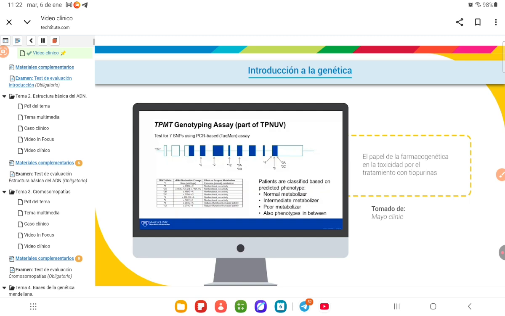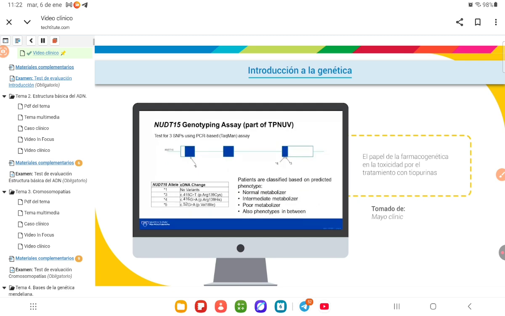The genotyping results are then used to categorize patients into groups by predicted TPMT activity phenotype, including normal metabolizer, intermediate metabolizer, and poor metabolizer based on the alleles detected.